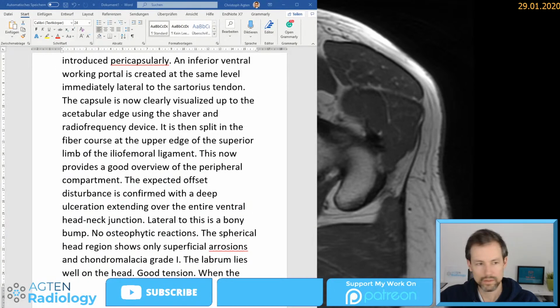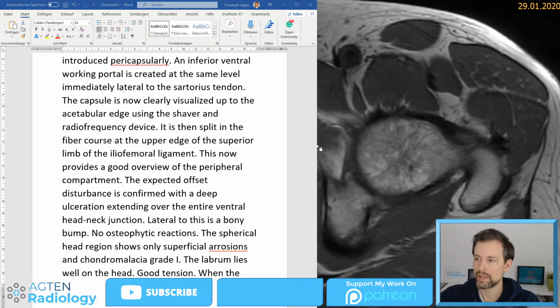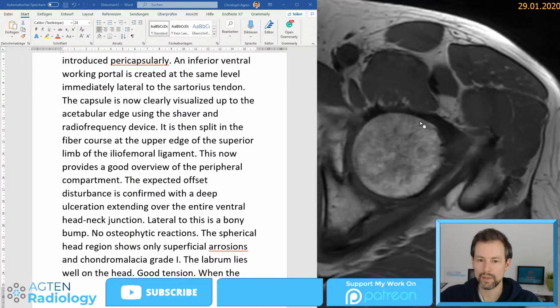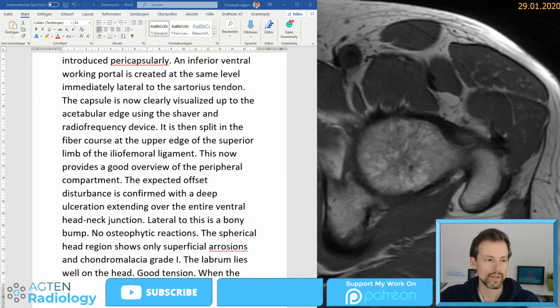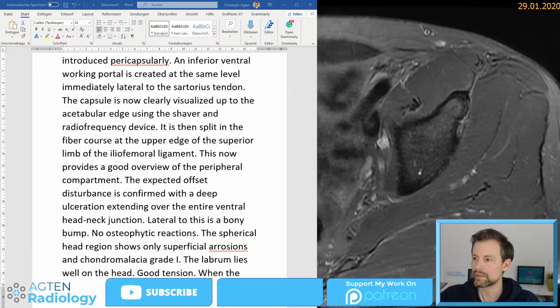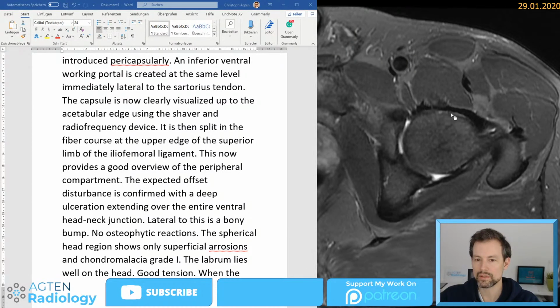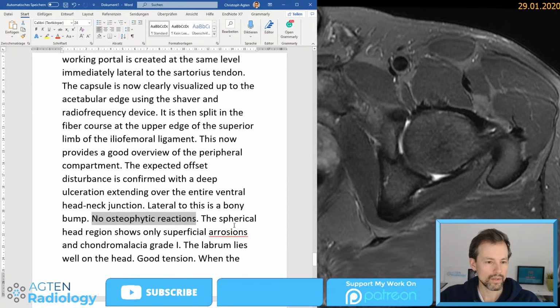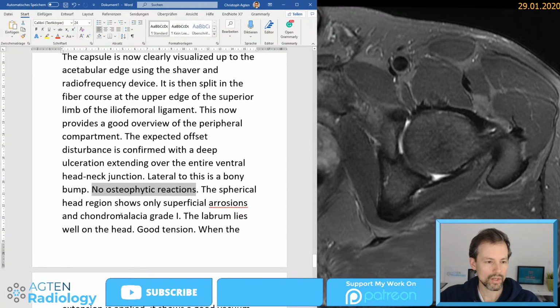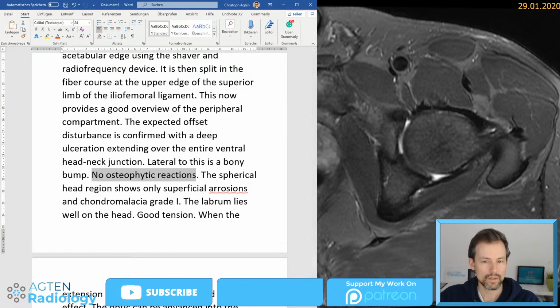Alrighty. Lateral to this is a bony bump. So the ulceration is medial. If I put this a little bit to the side, the ulceration is medial to the bump. So that would be in this area here where we cannot really see something, right? The bump is lateral to the ulceration, so we don't see it. That's it. No osteophytic reactions. Okay, the spherical head region shows only superficial erosions and chondromalacia grade 1. So the spherical head has some chondromalacia.